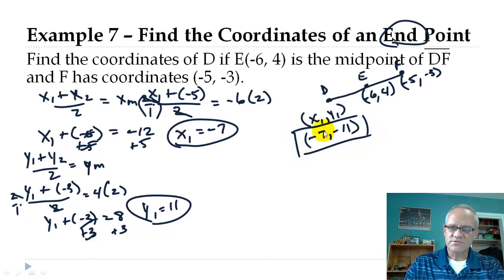So I'm sorry, why did I do negative? +11. And so our midpoint, or our endpoint, would be negative 7, 11. So if you wanted to go back and do the formula the normal way with negative 7, 11 and negative 5, negative 3, it should give you negative 6, 4 as your answer.